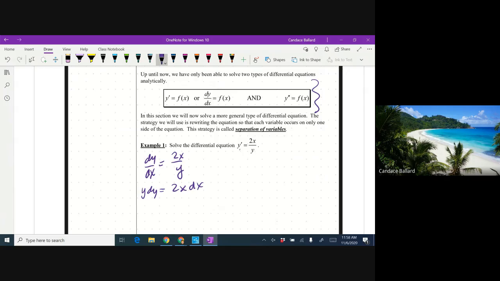All right, I am going to integrate both sides. And then we're going to add 1. So just go ahead and add 1 to the exponent, divide by the new exponent, right? And then same thing here, 2x to the second divided by 2. And then what do I need to put at the end, everybody? Tell me in the chat, what do I put at the end? All right, good job, plus c.